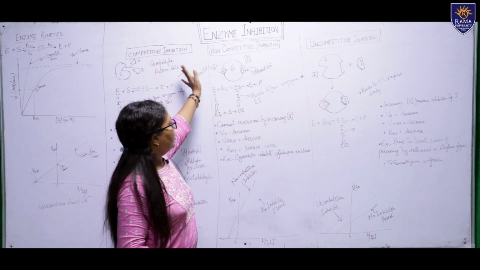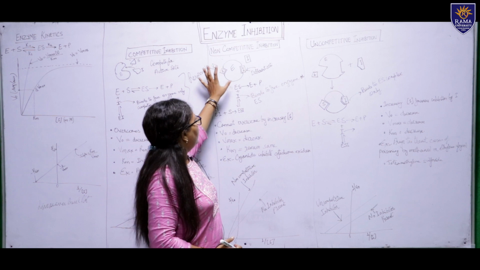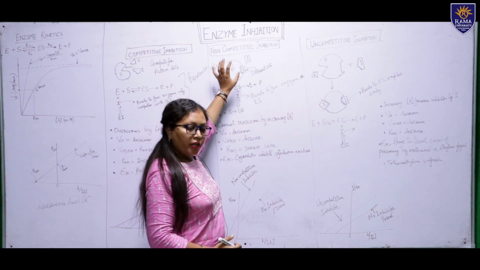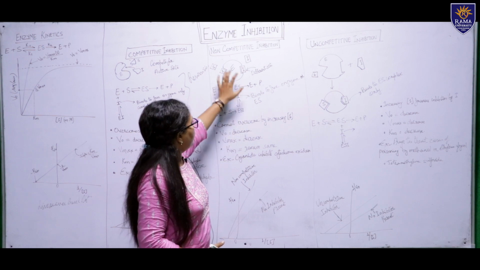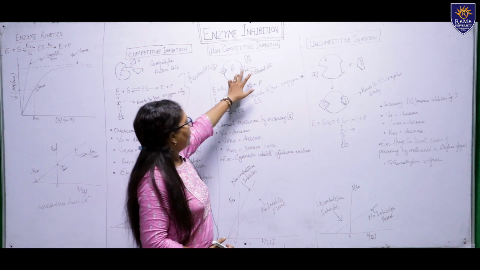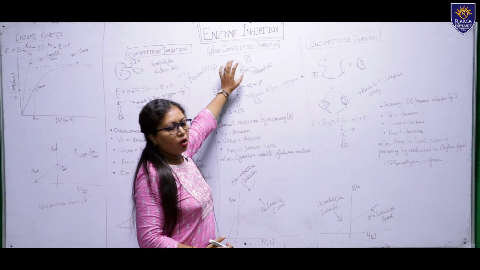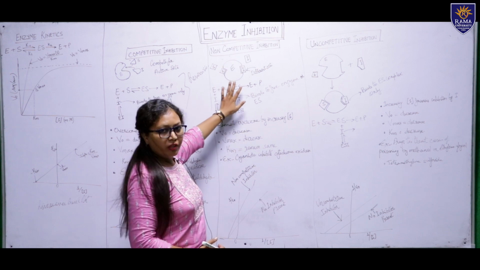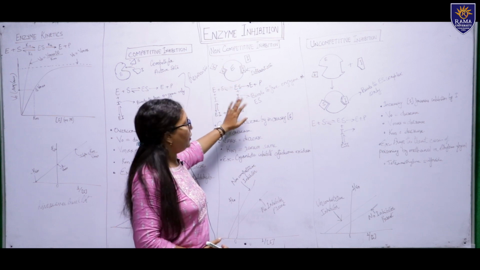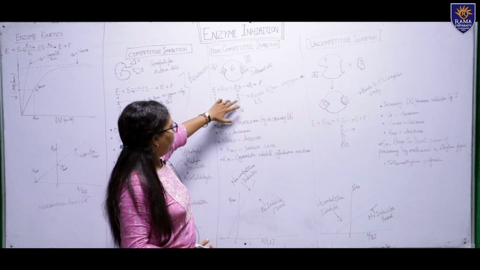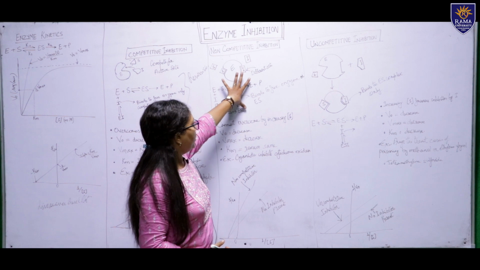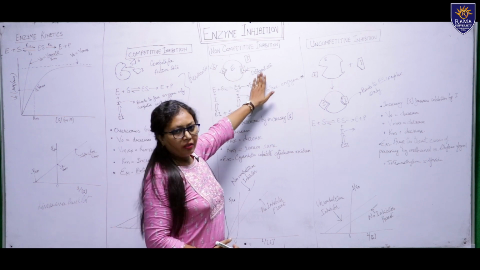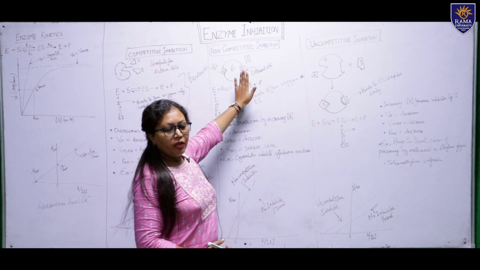Okay. Another possibility is when the substrate has already bound to the active site of the enzyme. What happens? The inhibitor can again bind to this ES complex. The formation of the ES complex has already happened. After that, the inhibitor binds and forms the ESI complex.